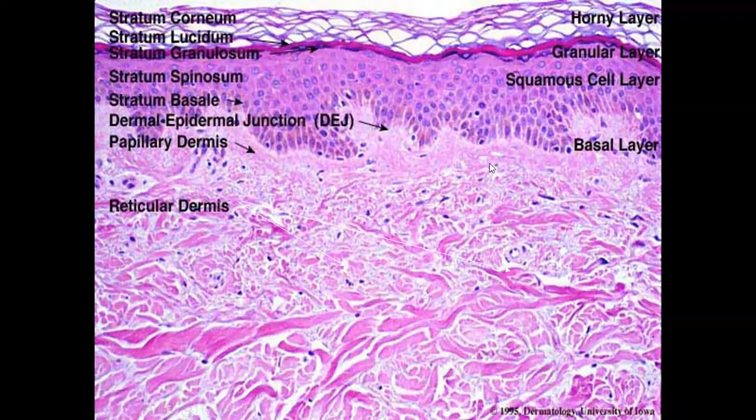Beneath the thin layer of papillary dermis, the whole of the dermis is called the reticular dermis. This dermis has thick collagen bundles, which are relatively loosely dispersed in the dermis.